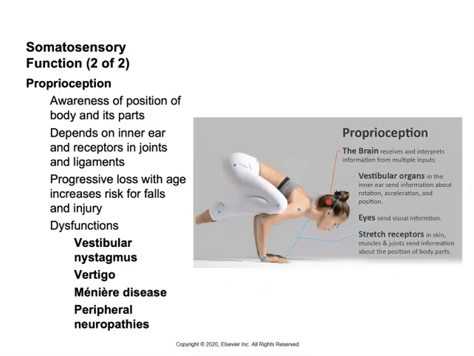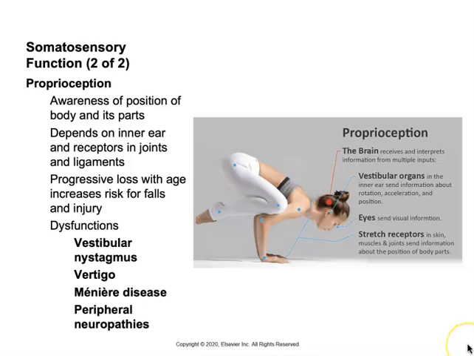We've talked about proprioception a few times in anatomy and physiology, and it is, again, knowing where you are in space. And it really is going to depend on our inner ear and receptors in our joints, muscles, and ligaments to know where we are. As we age, we have a progressive loss of this, so we tend to lose our balance a little bit easier, and we are at increased risk for falls and injury. So it's really good to train for balance throughout our life so that we are not at risk.